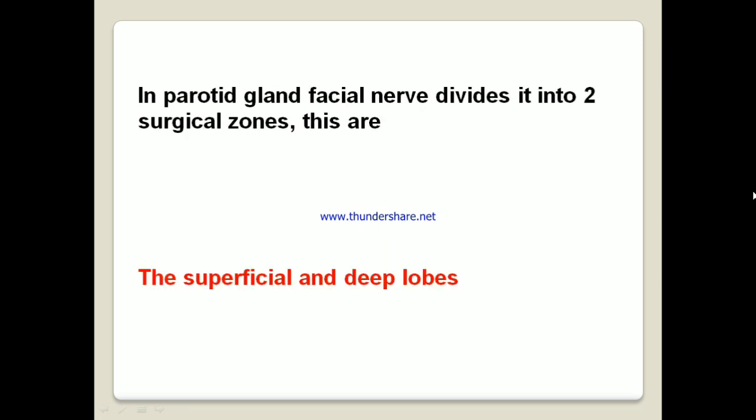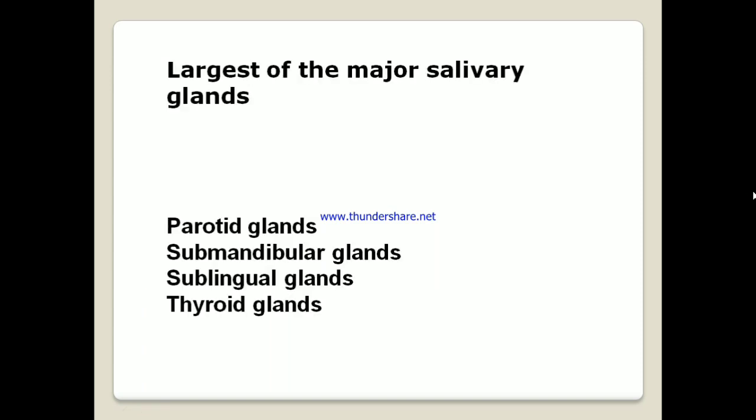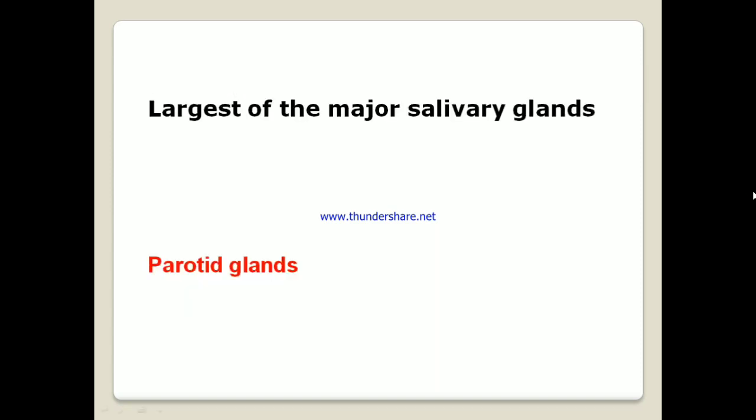In the parotid gland, the facial nerve divides it into two surgical zones. These are the superficial and deep lobes. Largest of the major salivary glands: parotid glands, submandibular glands, sublingual glands, thyroid glands. The answer is parotid glands.